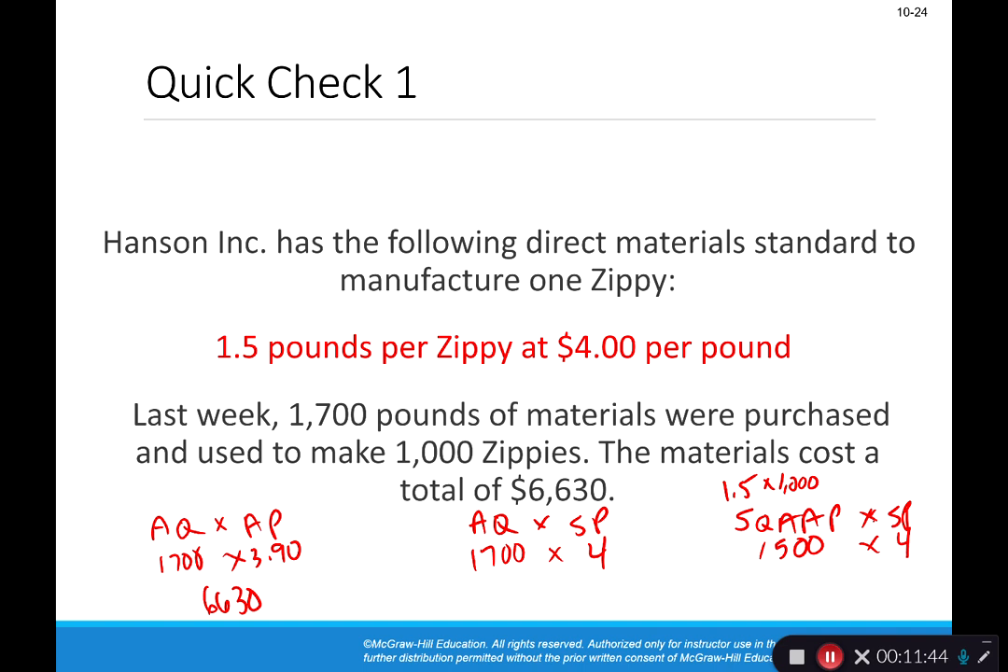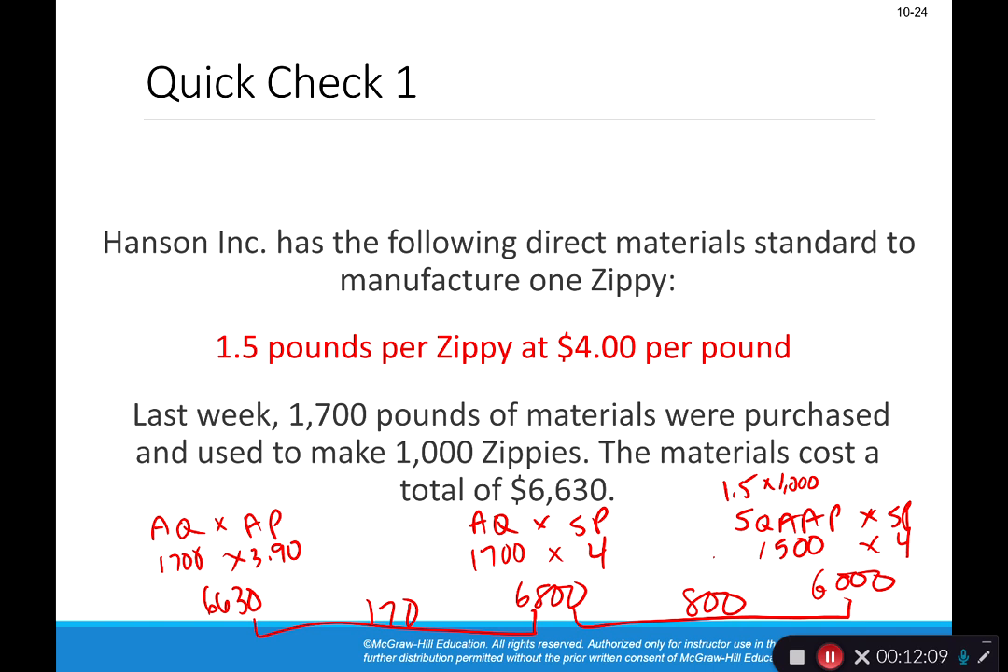And then to get my middle column, it's 1,700 times 4, which is 6,800. And to get my final column, it's 1,500 times 4, which is 6,000. And then we take our differences, 6,630 minus 6,800. That gets me 170 price variance. We get an 800 quantity variance, and then we got to deal with our favorable or unfavorable.